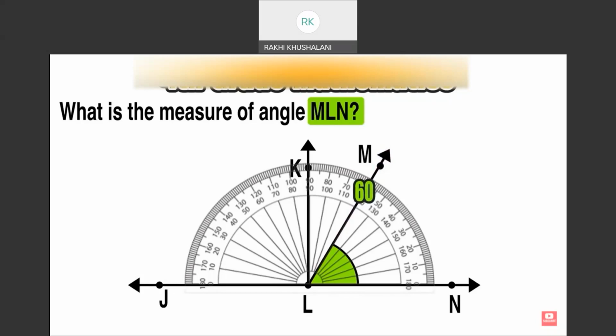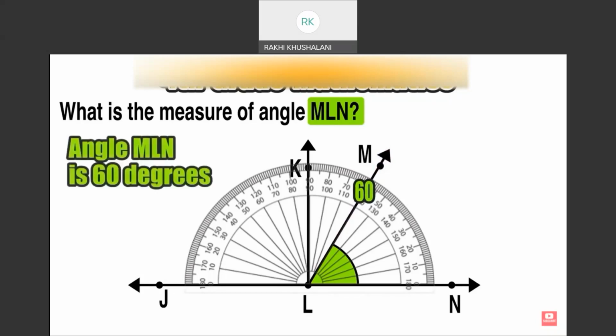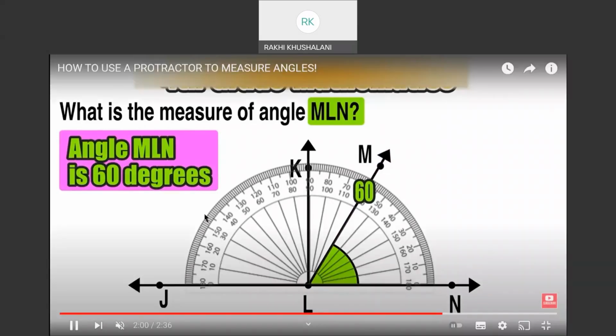It is at 60. Children, it is not at 120. It is at 60. We have to go anti-clockwise. Okay, we are going to move like this. So we are going to start from 0, 10, 20, 30, 40, 50.